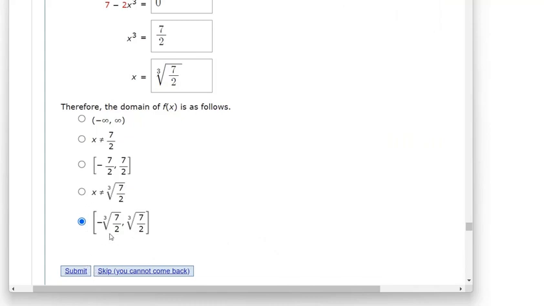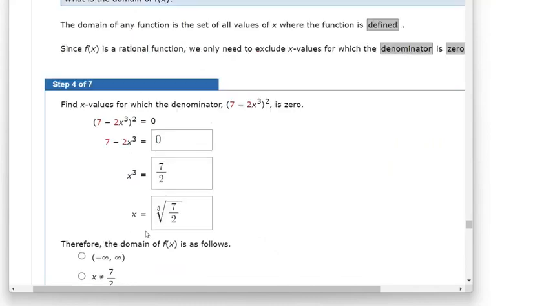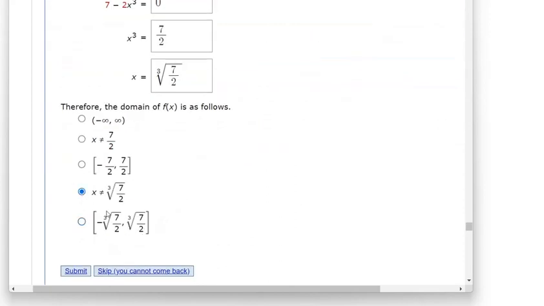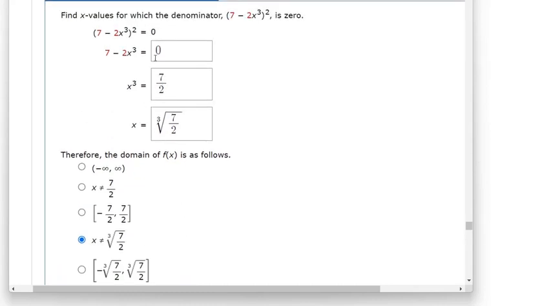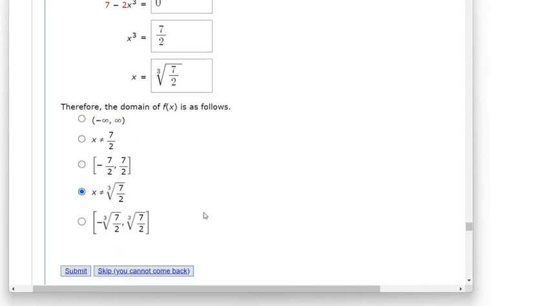Wait a second. No, sorry. That's interval notation. That says only the values between these two. We just need to exclude positive and negative. No, just positive. No, that's not it either. Oh, I don't know where I was getting positive and negative from. No, this is correct. That's what we just solved for. We didn't get an interval like that. Any number works except for the cube root of 7/2.